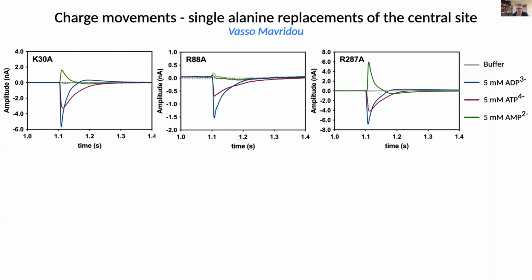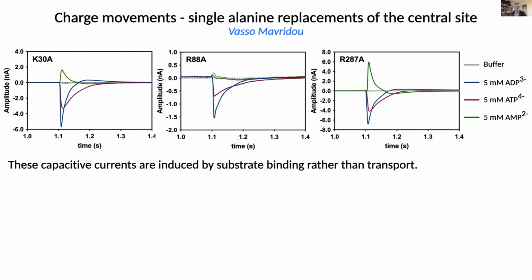Okay, but can we actually prove that this is the case? Can we prove that these residues are involved in the charge movements? What we see here are the mutants that Bazzone generated of the 3 central positively charged residues. They were all turned into alanine. And now you see something very important. First of all, these capacitive currents that we see here are not due to transport, but they are due to binding, because as I've shown you before, these mutants are no longer capable of transport.